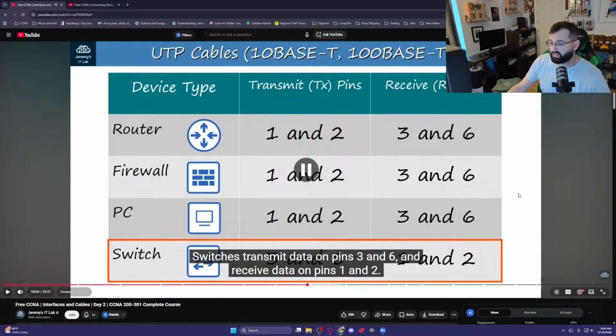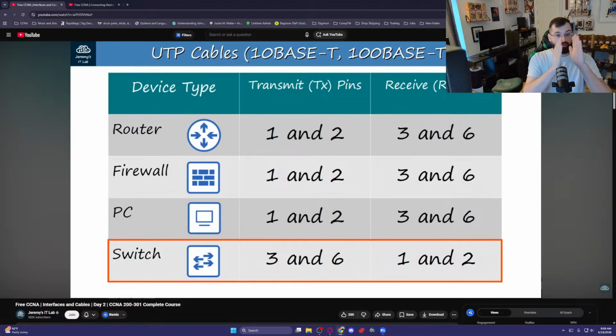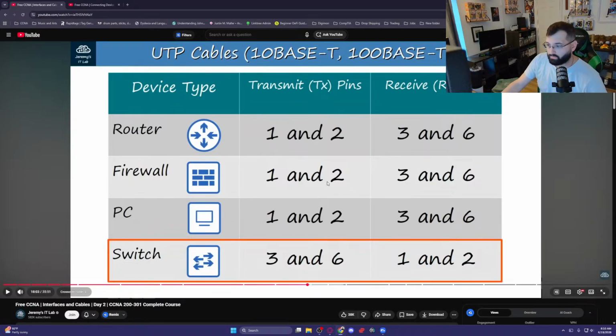Okay, so this is what I was saying a second ago. It's kind of like switches are the middleman. So to me, this makes sense that it would be computer, switch, router. So the computer and the switch are able to talk through a straight through cable, and the switch and the router are able to talk through a straight through cable. But if you do the router and the computer, they need a crossover cable. That makes sense to me. The firewall also makes sense to me too because it's usually in between things.